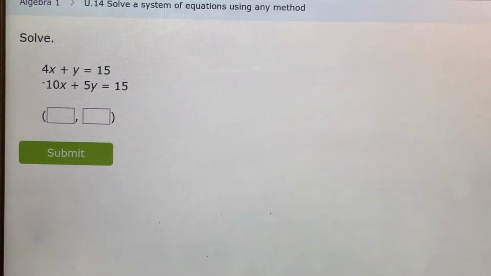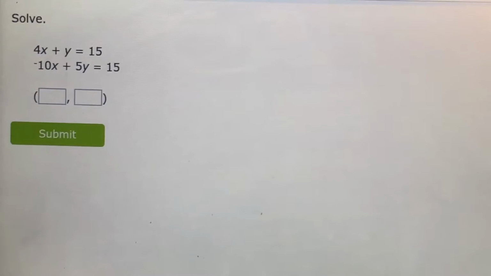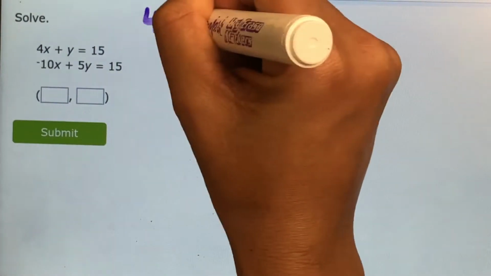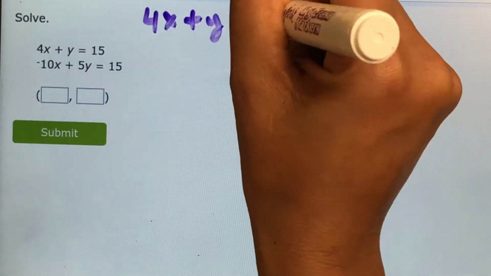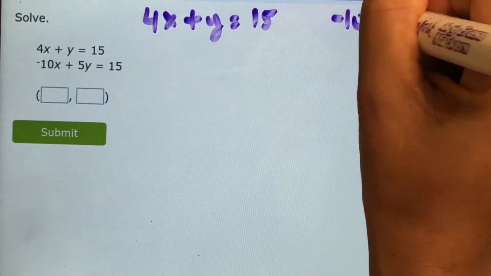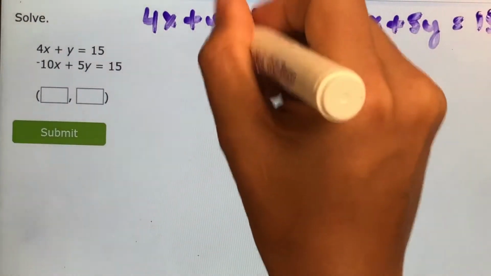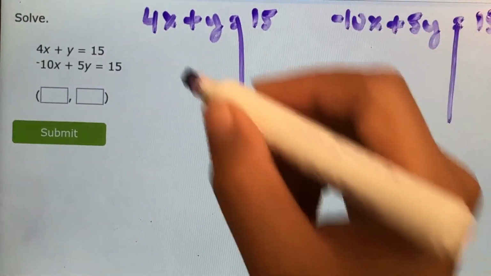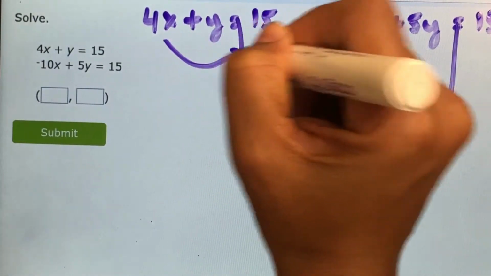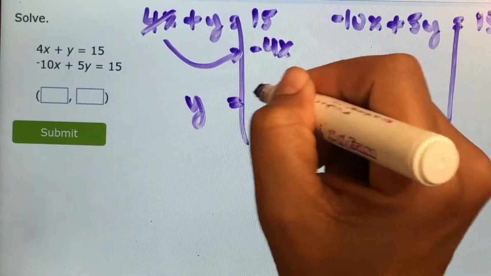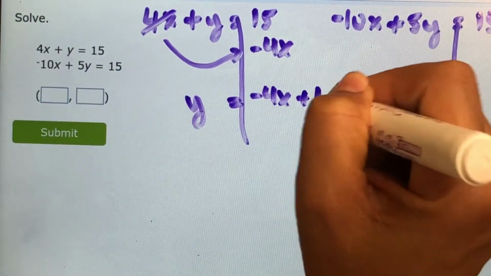So here's my next equation. I need to make both of them y equals. So I'm going to write them down. So 4x plus y equals 15. And I have negative 10x plus 5y equals 15. Okay, we're making it y equals. So first equation, move that to the other side. It's going to become negative 4x. That goes away. That's already y equals. Y equals negative 4x plus 15.